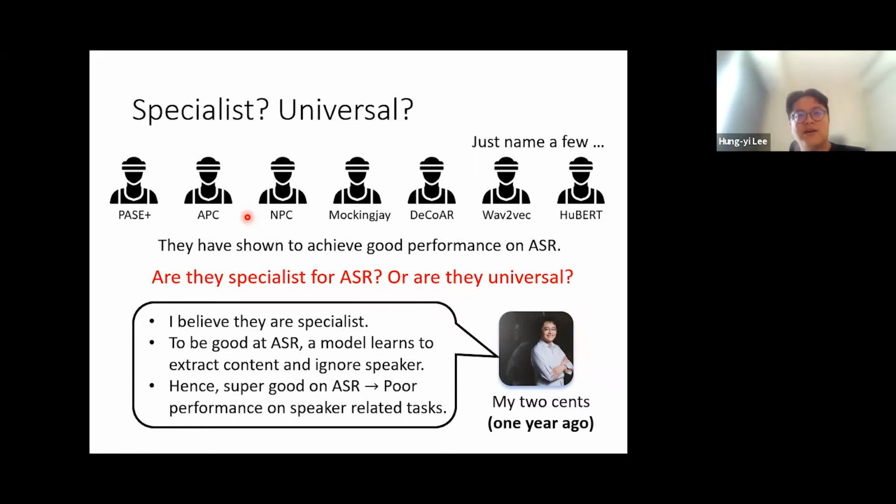In speech recognition, what your model has to do is to ignore the speaker information. You know, different people say hello, the signal is very different. So the model has to learn how to ignore the speaker information to achieve good speech recognition performance. On the other hand, for speaker identification, your model has to tell the difference between the speakers. It has to learn the speaker characteristics. It has to ignore the content information.